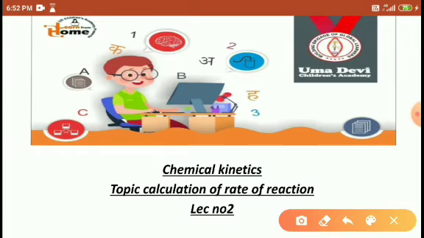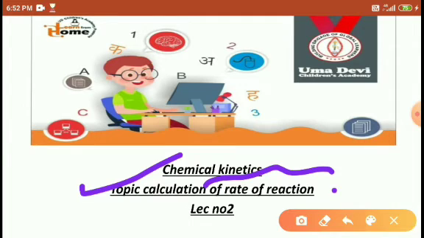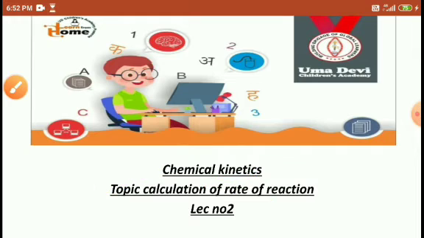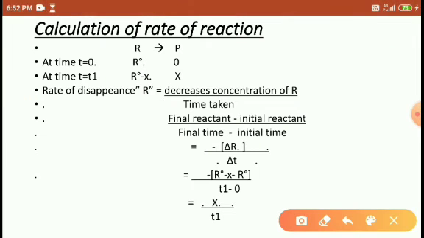So students, today we are going to discuss the topic: the calculation of the rate of reactions. In this topic, we have to know how to calculate the rate of reactions using a suitable formula. Right students? Okay, first here are the numericals, the calculation of rate of reaction.